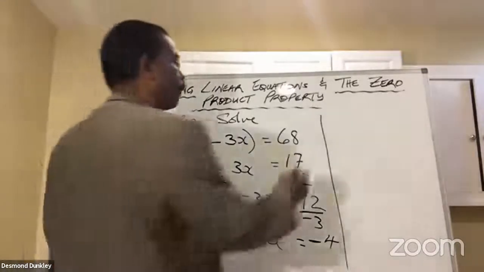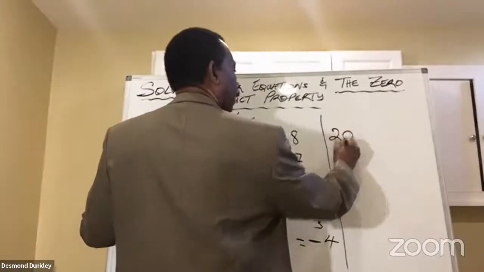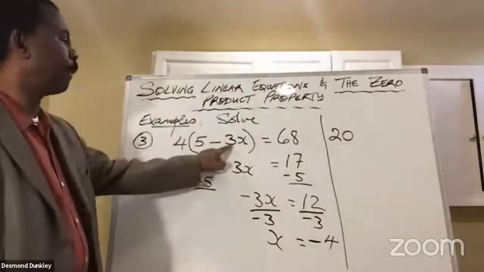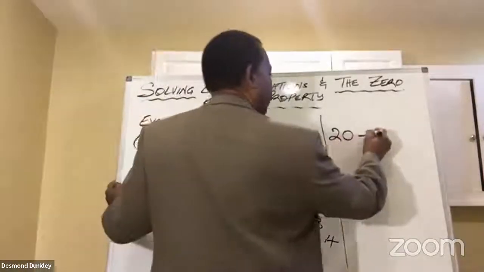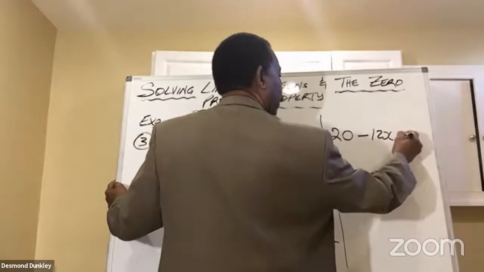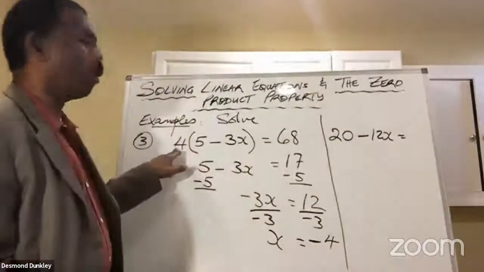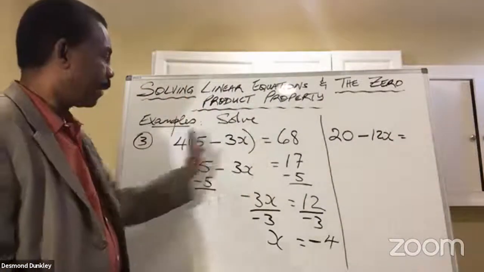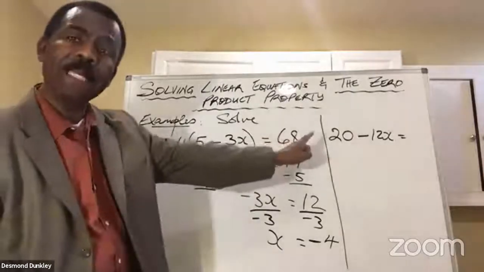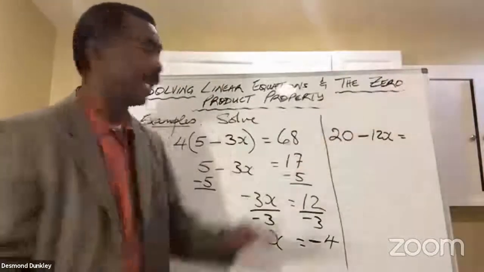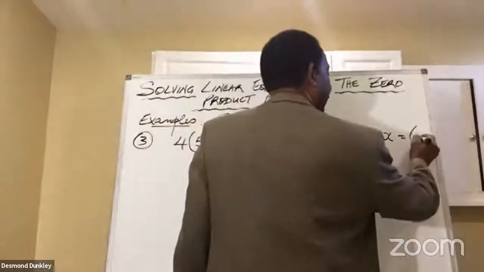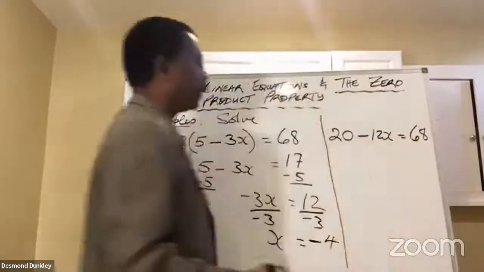4 times 5 is 20. 4 times -3x is -12x. And of course, you're only multiplying what's on the left side. The 4 does not affect the 68. The 68 is on the other side. So we end up with 68.